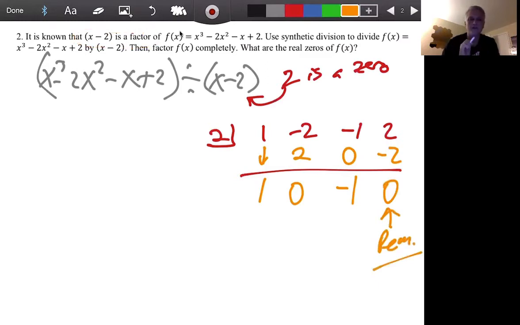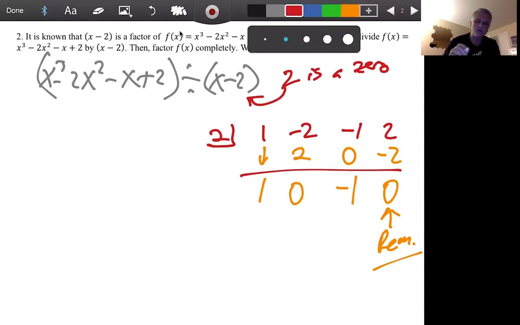Now, it's important to remember that if they say x minus 2 is a factor, then you must have a 0 remainder. It's like saying 5 is a factor of 20. So when I divide 20 by 5, I don't get a remainder. You have to get 0 for your remainder. Right? So that's a good thing that we got 0 for the remainder. If I hadn't gotten 0 for my remainder, I'd have to go back and check my division, check my arithmetic, see what I got wrong.